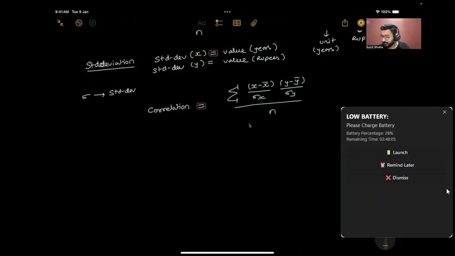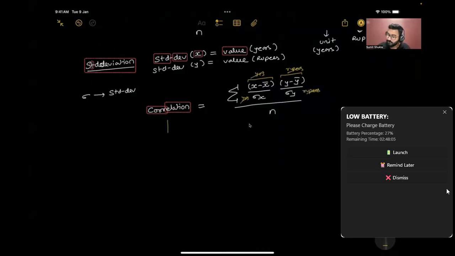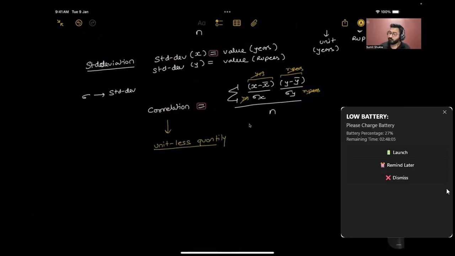I hope you guys will agree that x minus x average will give you a unit in years. This sigma x is also in years. Similarly, y minus y average will be in rupees. This sigma is also in rupees. So this will cancel out, and this will cancel out. So correlation comes out to be a unitless quantity. There is no unit and it is in a proper range. So the range of correlation is between 0 to 1. This is the range in which you will find correlation.